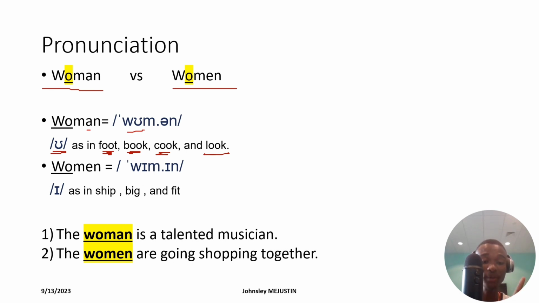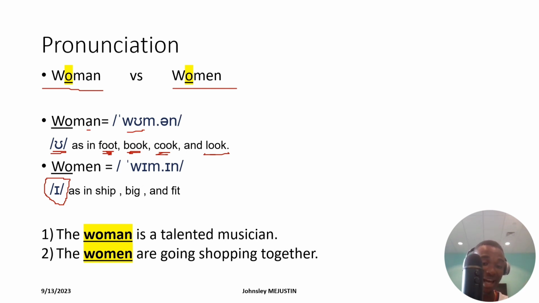But the plural, you have that I sound on the first syllable. You see that W-O? That W-O sounds like wo in the singular form. But in the plural form, that W-O sounds like we. Woman, women. We say I. It's that I sound, as in ship, big, and fit. Women. Let's look at these example sentences.